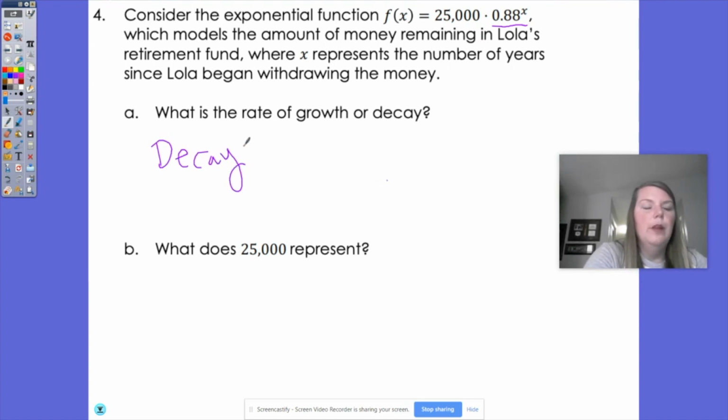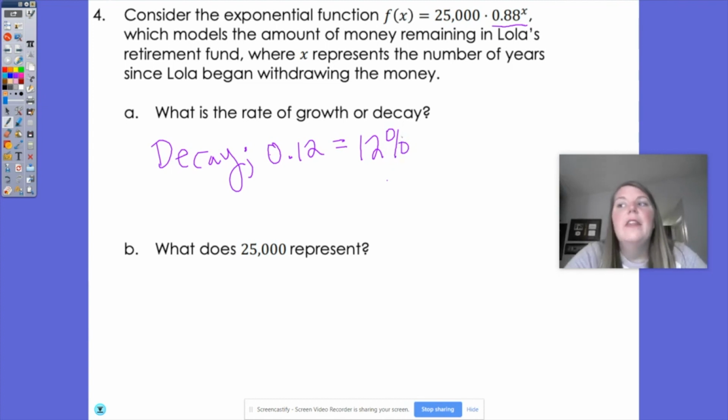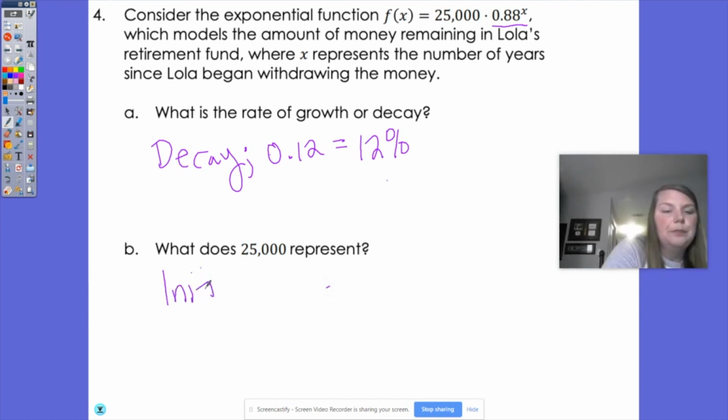Now, again, this is where we want to be careful. It is not 88%. We want to take 1 minus that 0.88, which would be 0.12. And that is also the same as 12%. And then the other question is, what does the 25,000 represent? That's the initial amount of money in the account.